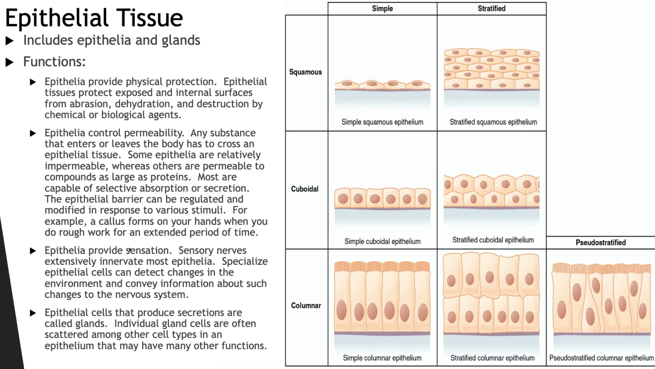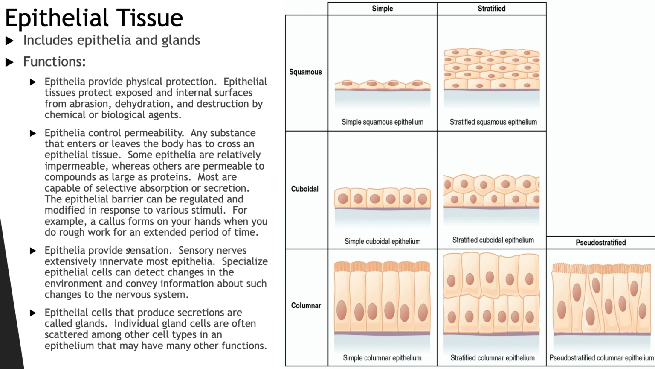Your epithelial tissues include your epithelia and your glands. The epithelia's major function is to provide physical protection. So they're going to protect the exposed and internal surfaces from abrasion, dehydration, and destruction by chemical and biological agents. They also have to control permeability. Basically, they serve as a barrier for substances that enter and leave the body, and they have to cross the skin to get into your body.